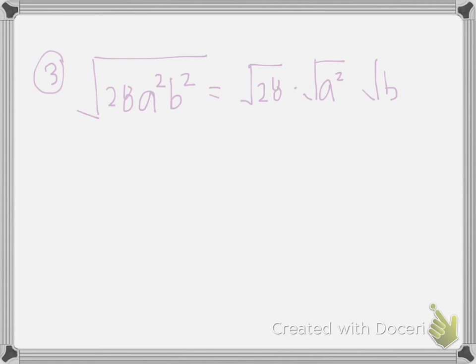Alright, what about square root of 28 a squared b squared? Well, we would take the square root of 28, take the square root of a squared, and then take the square root of b squared. Square root of 28, we did that just a second ago, would be 2 square root of 7. Square root of a squared is a, and the square root of b squared would be b. So your final answer would be 2ab square root of 7.